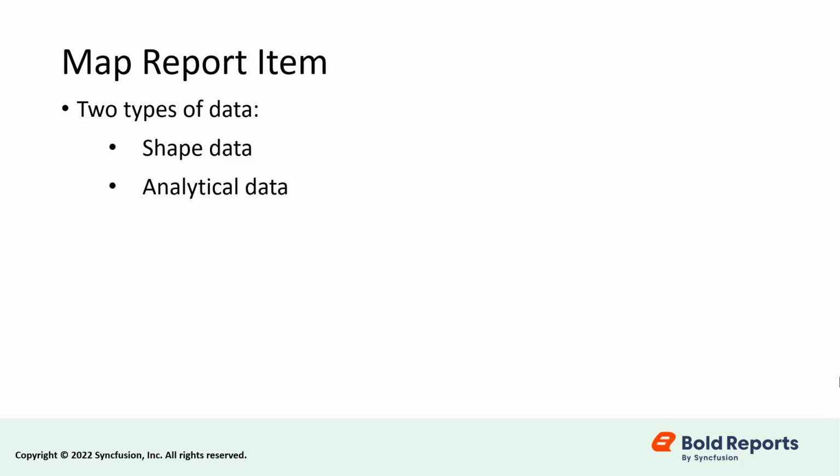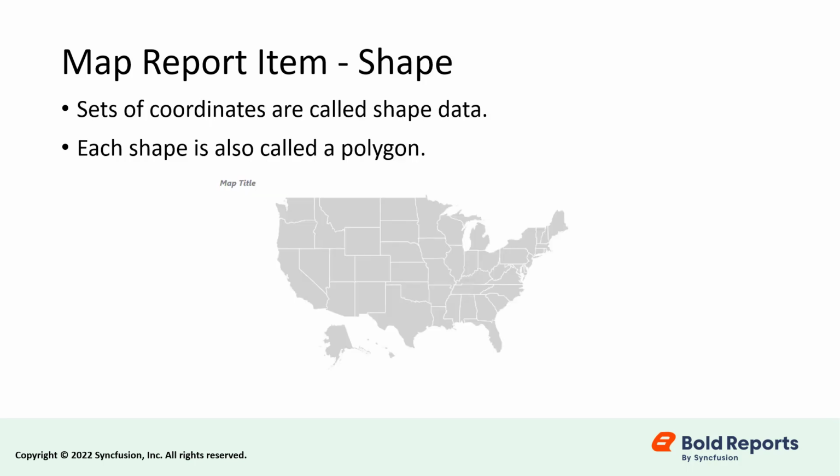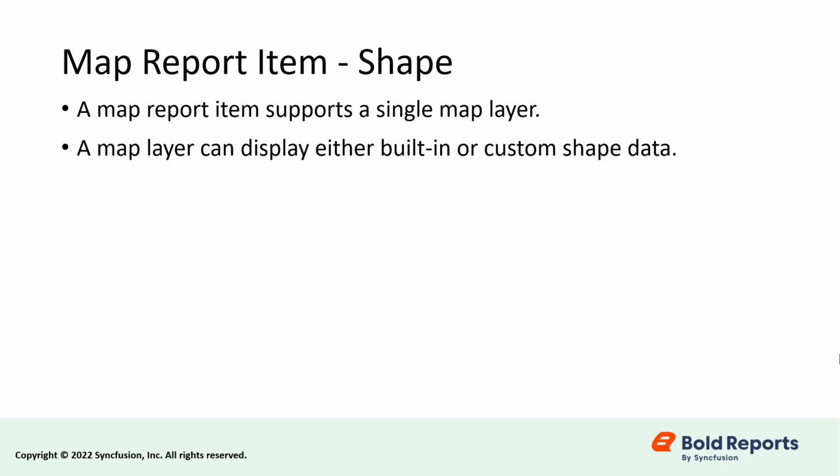A map report item requires two types of data to visualize things on it. One is shape data, and the other is analytical data. Sets of coordinates are called shape data. Each shape is also called a polygon. A map report item supports a single map layer. A map layer can display either built-in or custom shape data.